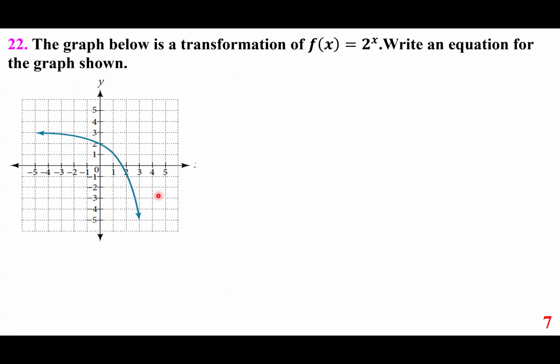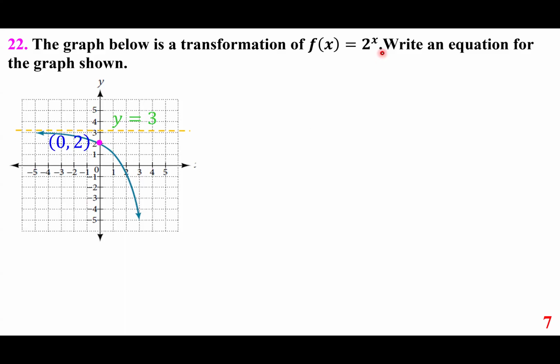So the graph below is the transformation of f of x equals 2 to the power of x. Find the equation of the graph shown. So we had this, now we have something else. We have to figure out what we have by looking at two things. The y-intercept is located at (0, 2). And we have a horizontal asymptote with equation y equals 3.